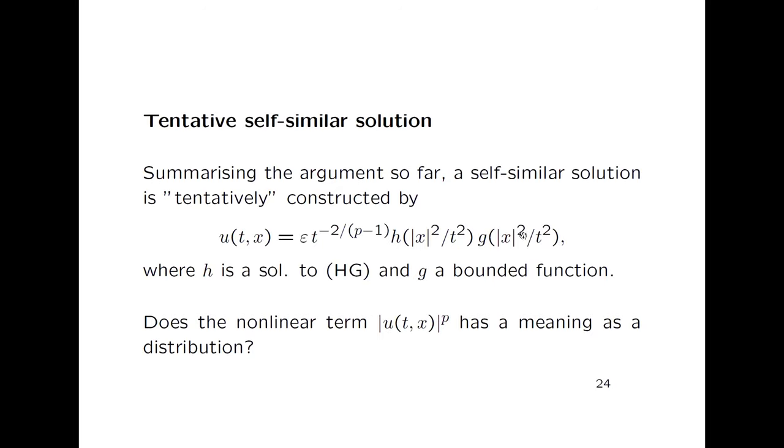So in this sense, of course, the hypergeometric function has some singularity. So the property of the self-similar solution is reflected by the property of the hypergeometric function here. That means the singularity of U, the singularity of the self-similar solution, is determined by the singularity of the hypergeometric function.